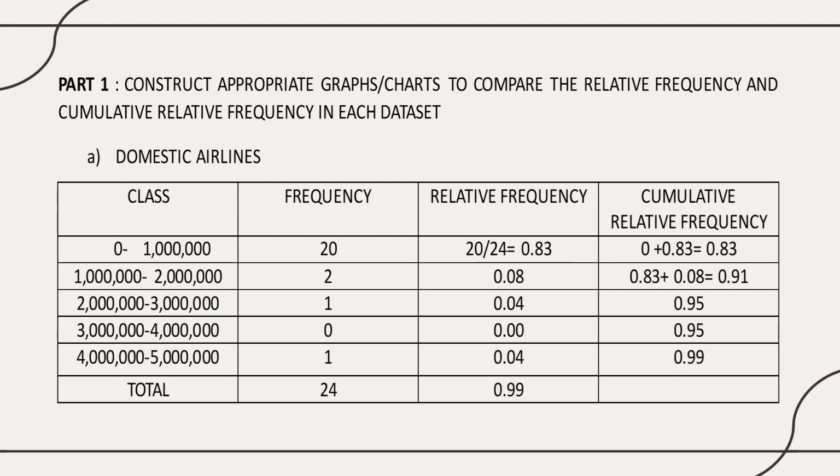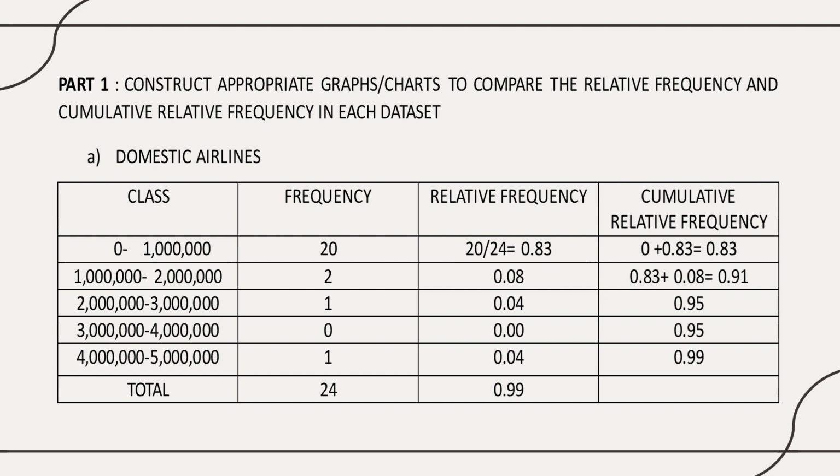For domestic airlines, the frequency of each class is shown, which is 20, 2, 100, and 1. The total of frequency is 24. Now we need to calculate the relative frequency, with each frequency divided by the total of frequency, and we will get the answer. To calculate the cumulative relative frequency, we need to add the relative frequency of each class. As you can see from the table, the answer is shown.